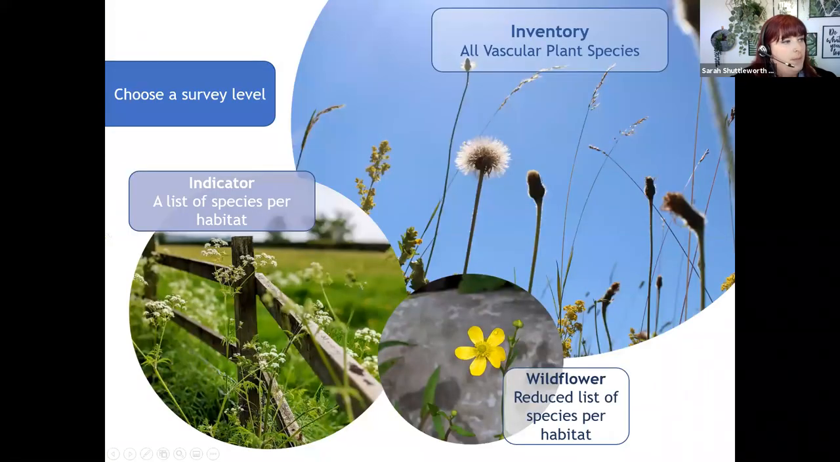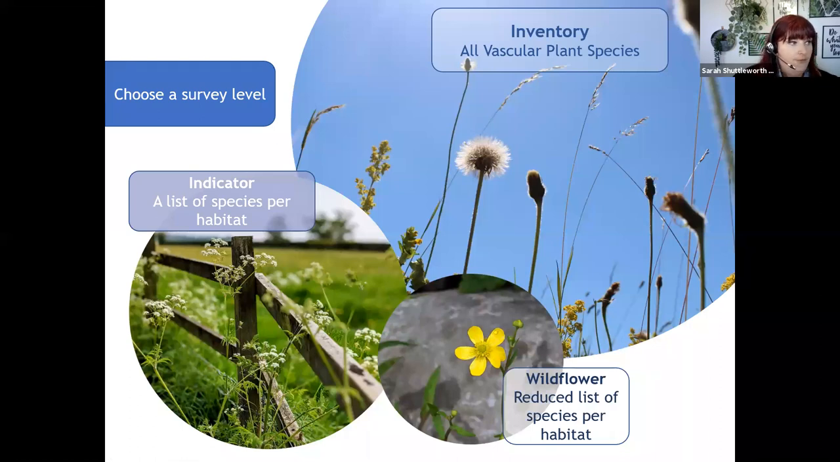So I mentioned at the very beginning about choosing which level you wish to survey at. So each volunteer, prior to recording the species in the field, needs to decide which level they want to survey at. So all of the forms and the app can be used for any of the levels.